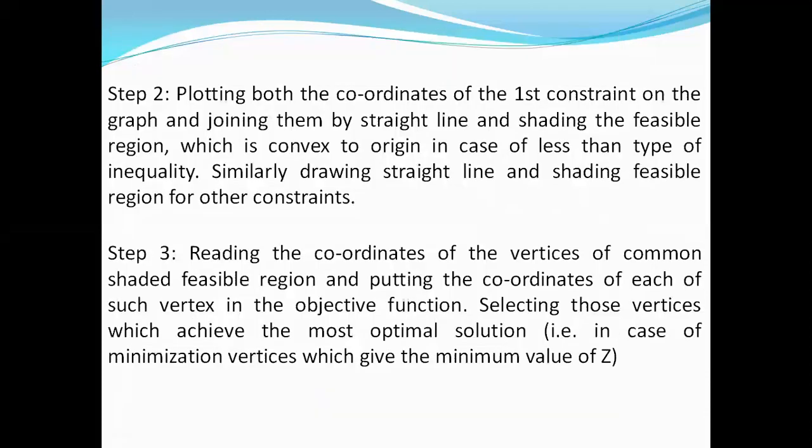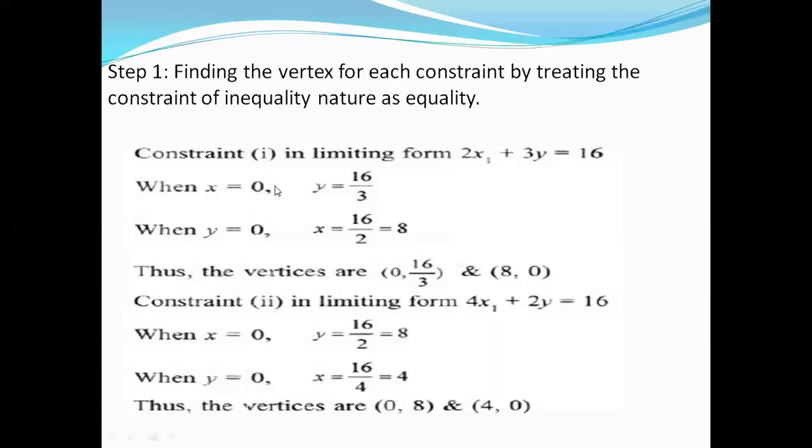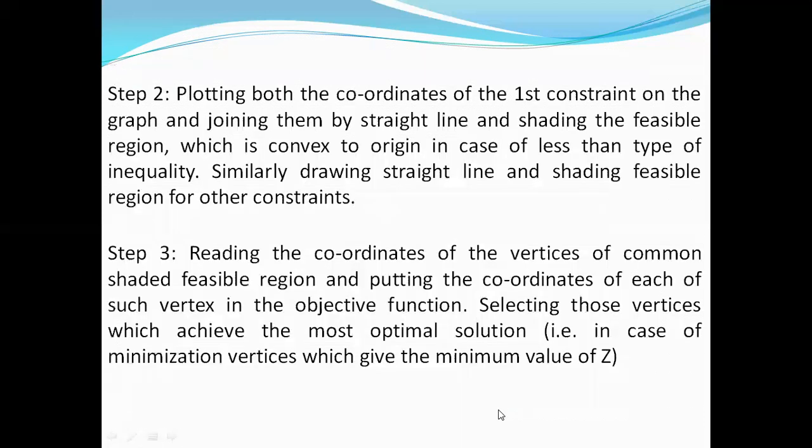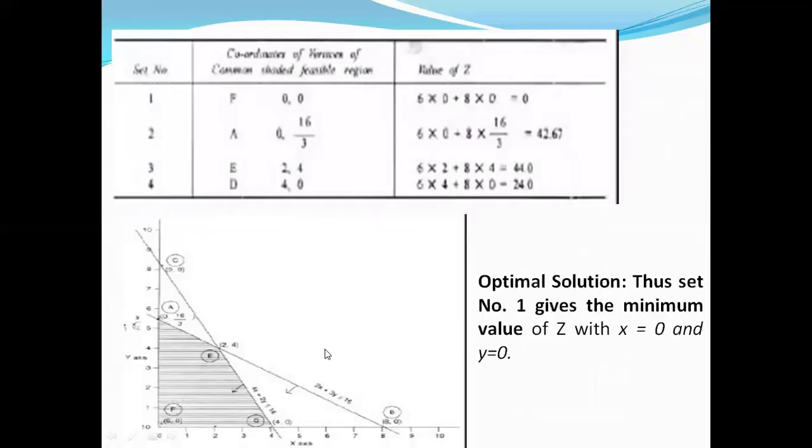Right? So let's have a look here. This is equation 1, this is equation 2. And the values, that is 0 comma 16 by 3 and 8 comma 0, 0 comma 8 and 4 comma 0, are plotted, and we get the intersection point of these two equations at this 2 comma 4 point.